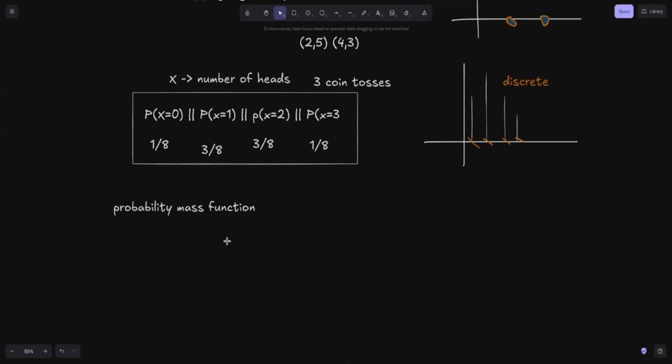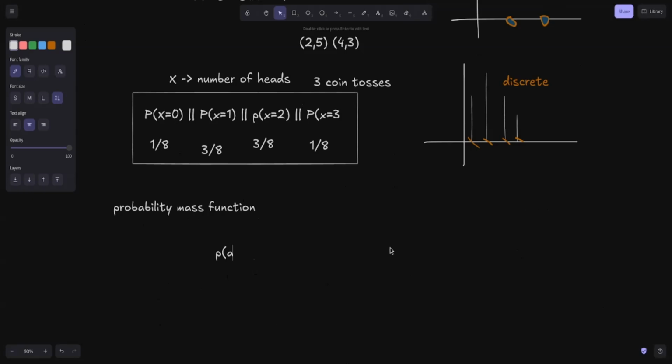Probability mass function, what does that mean? If I say the probability mass function, P of a is equal to P of x equal to a. Basically, for whatever the value of a is, let's say at 2, the P of 2 will be P of x equal to 2, as simple as that.